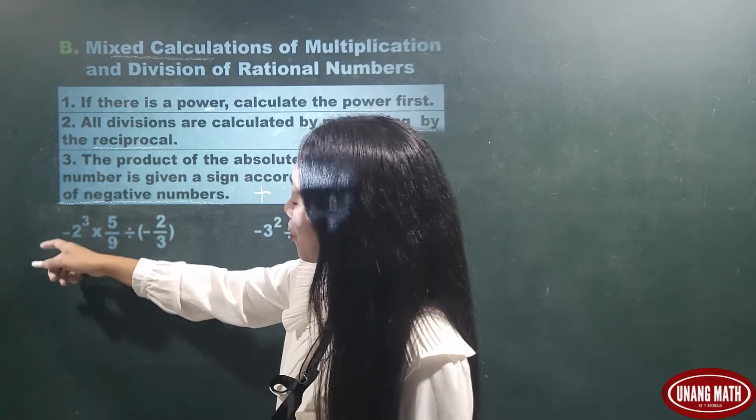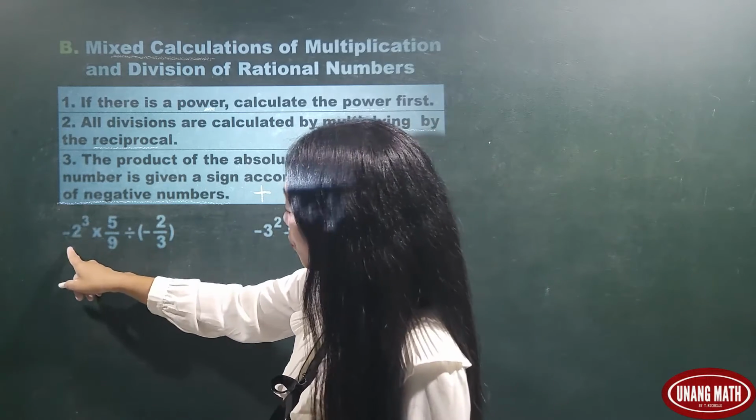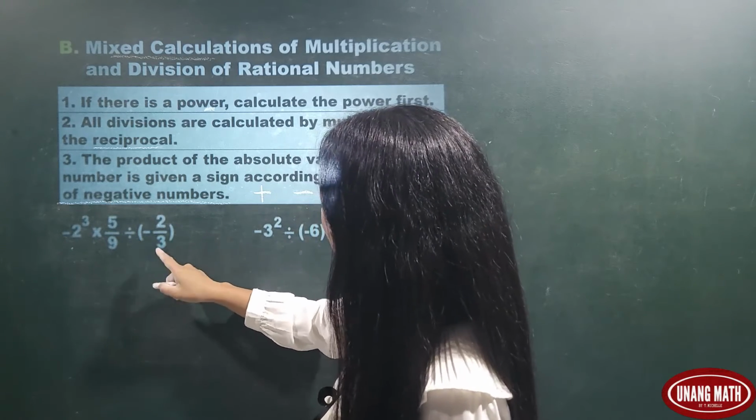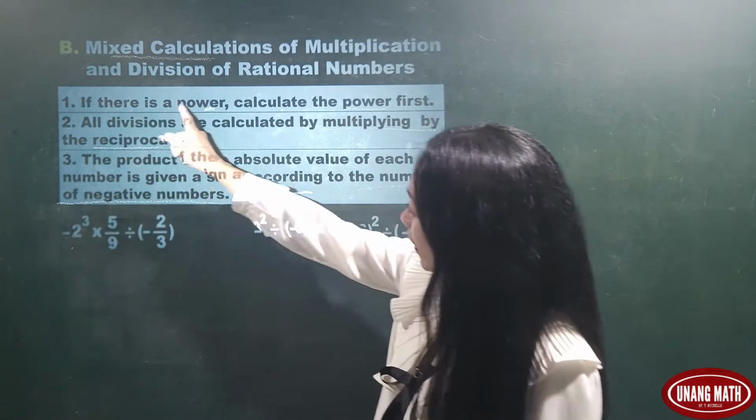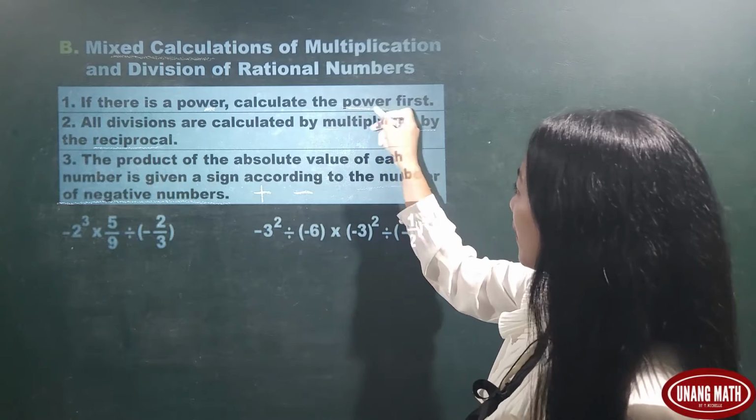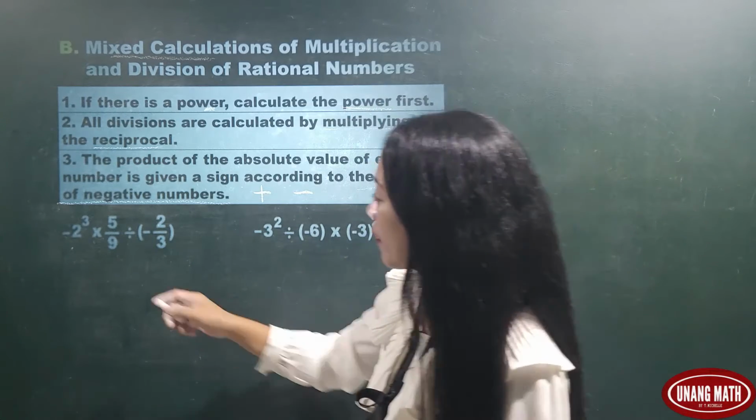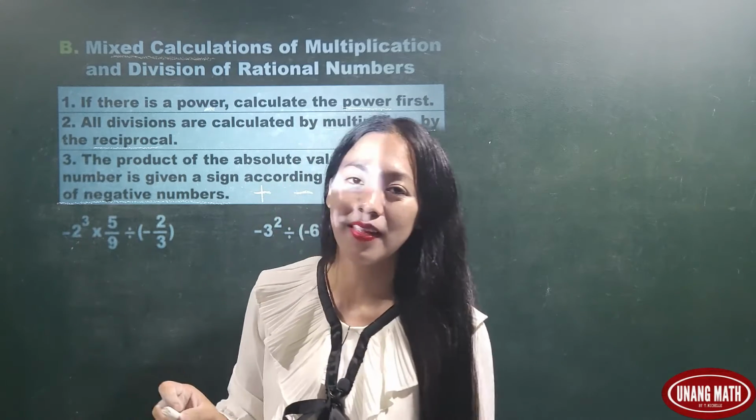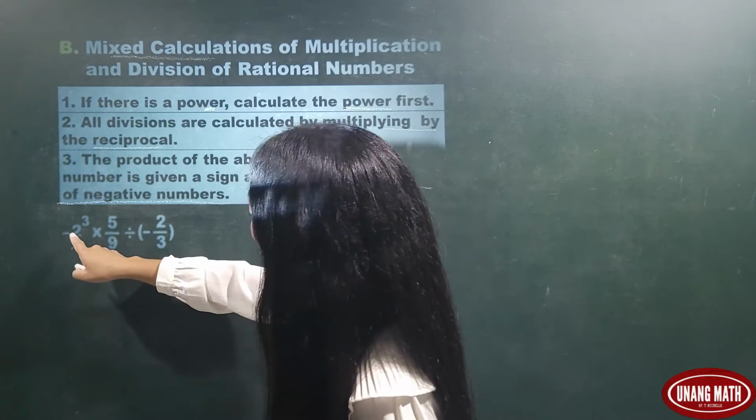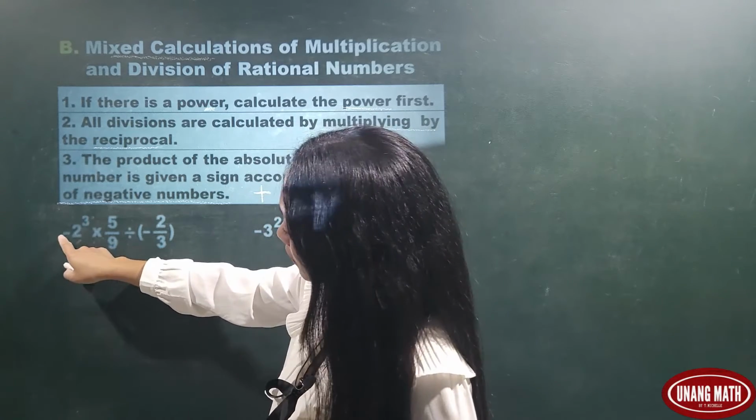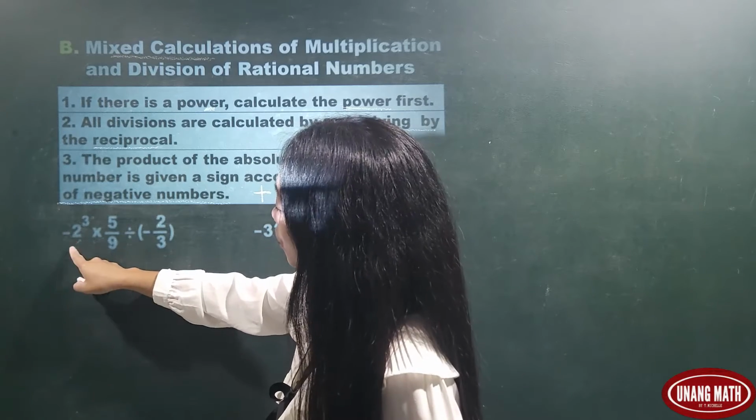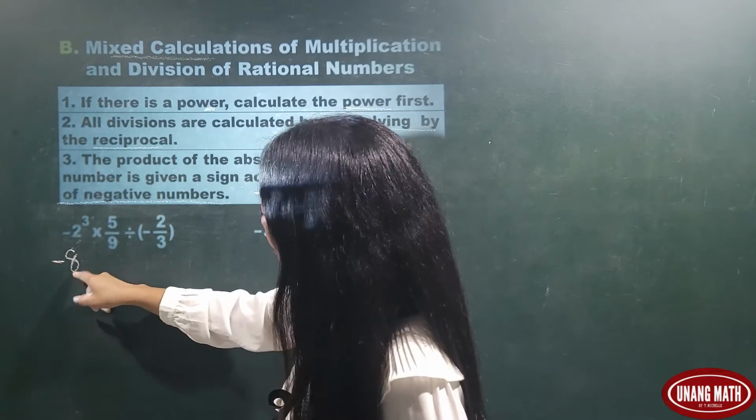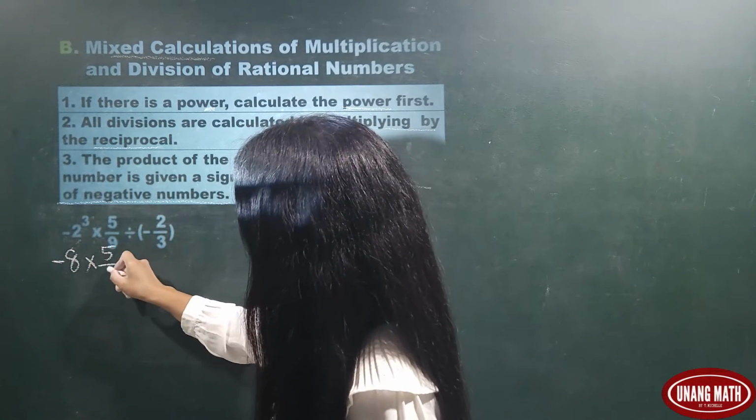Example, let's answer this first problem here. Negative 2 raised to the power of 3 times 5 over 9 divided by negative 2 over 3. This is inside the parentheses. Okay, we need to calculate first the part that has a power or exponent. We have here negative 2 raised to the power of 3. Take note, this is not inside the parentheses. So this means we need to multiply 2 by itself 3 times, not including the negative sign. So 2 times 2 times 2, 8. Attach the negative sign. So we have here negative 8 times 5 over 9.